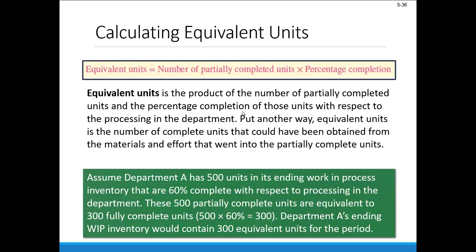So let's assume Department A has 500 units in ending work in process, and those things are 60% complete with respect to all processing in the department. Those 500 partially complete units then are equivalent to 300 fully complete units. That's the 500 physical units times the 60% completion rate for a total of 300. So in this case, Department A's ending work in process inventory would contain 300 equivalent units for the period.